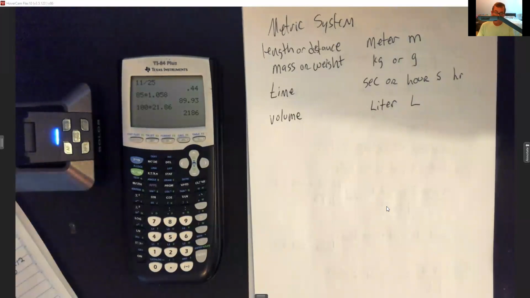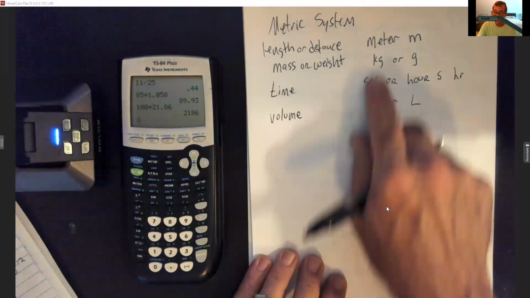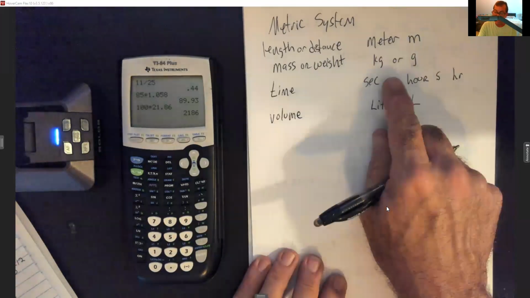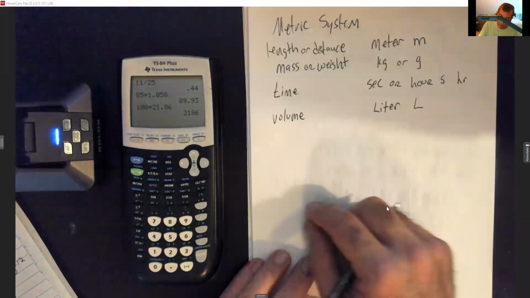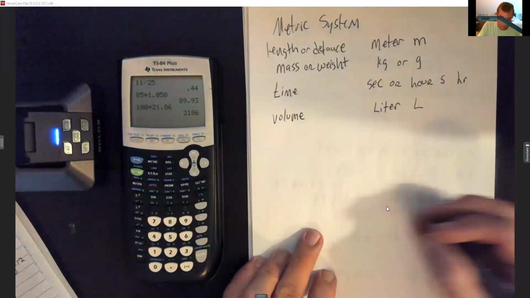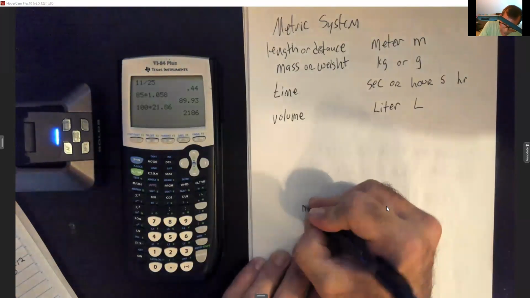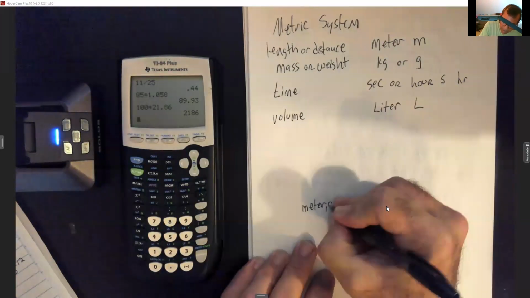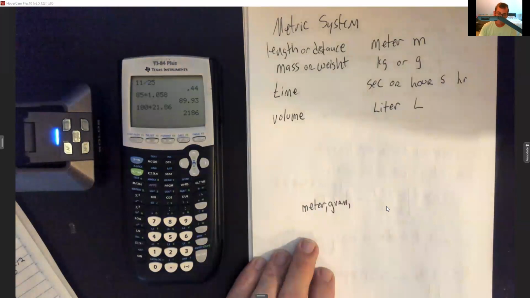So let's look at the metric system. So our base units are going to be either the meter, the gram, or the liters, right? Those are going to be our base units. So we're going to just play with the meter, okay? So in the very middle is your meter, your gram, and all that fun stuff.